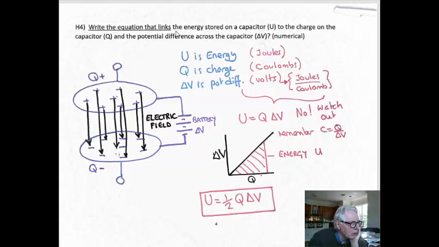Write the equation that links the energy stored on a capacitor, which is U, to the charge on the capacitor, which is Q, and the potential difference across the capacitor, which is delta V.